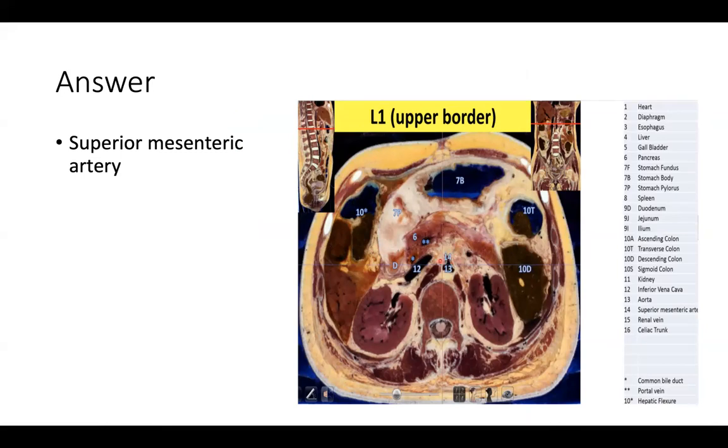So how can you tell that this is the superior mesenteric artery? It's because the superior mesenteric artery usually comes out of the aorta at the L1 level, upper border. Usually they would give you the spinal level, because it's really hard to identify the blood vessels in the Anatomage if the spinal level is not given. You can also see it here. For example, if they don't specifically label the spinal level, they will give you the orientation.